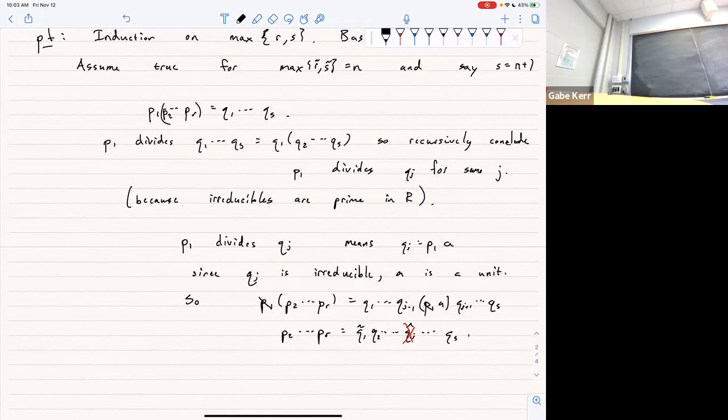Now we've achieved our induction step. We've reduced down to, now the maximum is one less. We have uniqueness. We have that S minus 1 is equal to R minus 1, so S must equal R. And we have that all of these are associates of each other. But QJ and P1 were associates of each other. So that gives us the uniqueness of that. More or less clear? Less than more. Good enough.